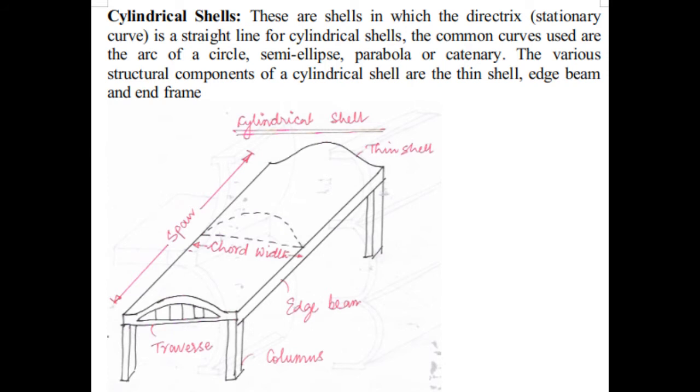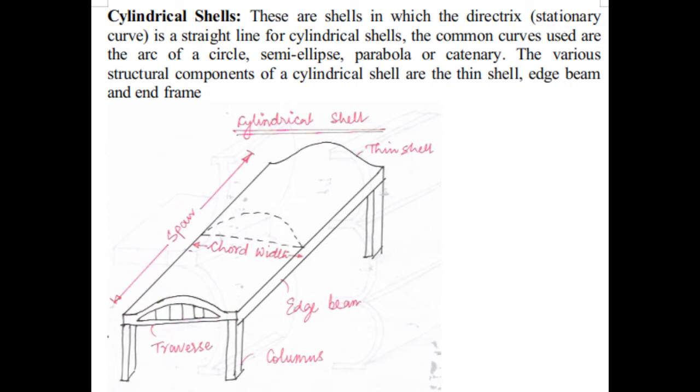Now let us have a look at the cylindrical shell. This is also the basic diagram I have explained to you earlier. Cylindrical shells are shells in which the directrix, the stationary curve, is a straight line. For cylindrical shell, the common curves used are the arc of a circle, semi-ellipse, parabola or catenary. The various structural components of a cylindrical shell are thin shell, edge beam and the end frame. This I have discussed earlier also.